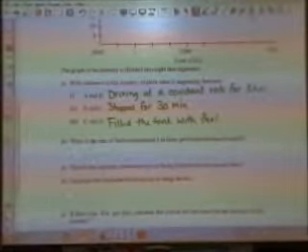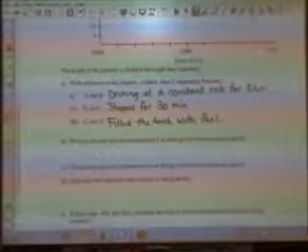Now let's look from D to E. It's a bunch of dirt on it. Just light it on fire. Easy. Okay, oh my god.